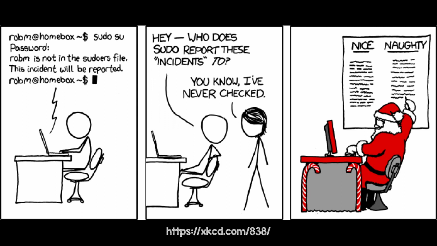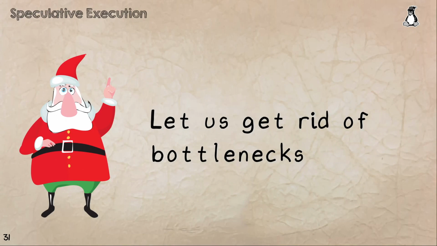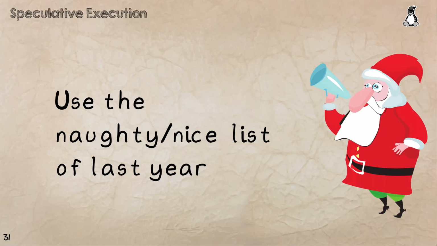And only the nice children or administrators, in this case maybe, get presents. So the idea here is that Santa Claus wants to get rid of bottlenecks, right? So that Santa Claus can prepare the presents and then save some time, basically be more performant. And the idea is Santa can just use the naughty and nice list from the previous year.